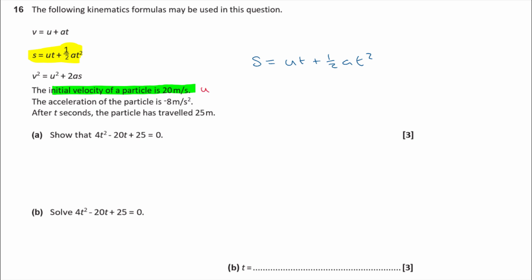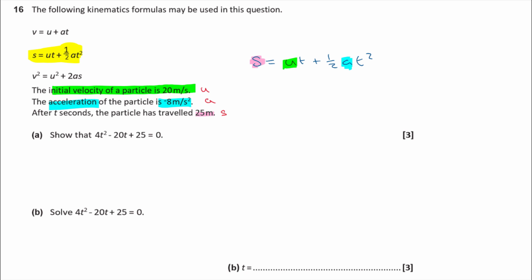Okay, so that is going to go here, in here. And then the acceleration of the particle is -8. That is my A, so acceleration goes in here. And after t seconds, the particle has traveled 25 meters. That is our distance, isn't it? Which in SUVAT formulas is denoted by S. So this is our S, and that then needs to go here.